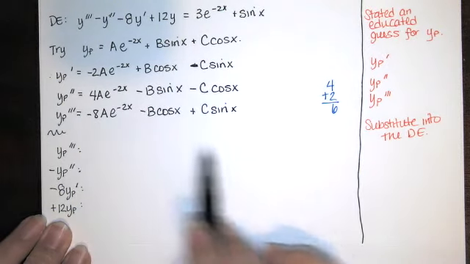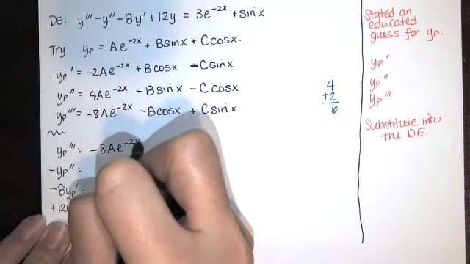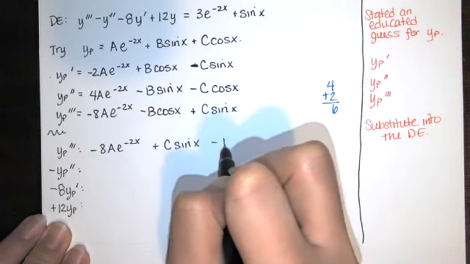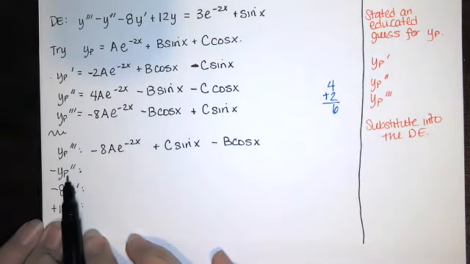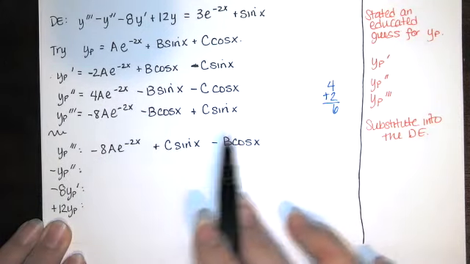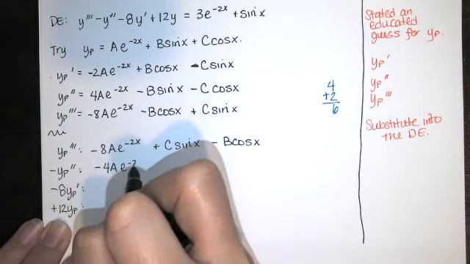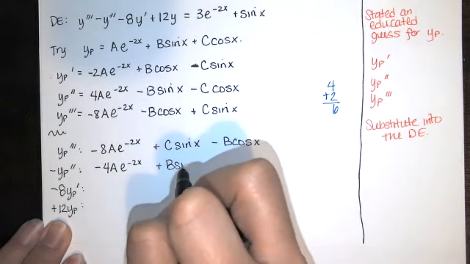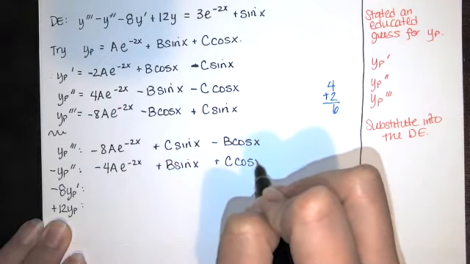So y sub p triple prime is this, so I'll just write it down. And I think I want to put my sine term first, so I'll put the sine of x here and the cosine of x over here. Okay, now we're subtracting y sub p double prime. So there's my y sub p double prime, but I need to multiply it by -1 before I add. -1 times that is going to give me a -4a times the exponential. -1 times this is going to give me a positive b times sine of x. -1 times that is giving me a positive c times cosine of x.